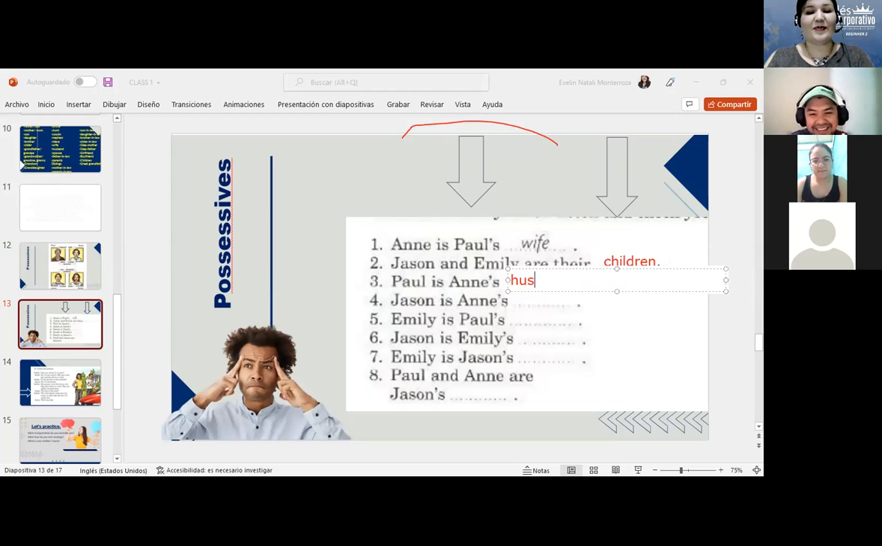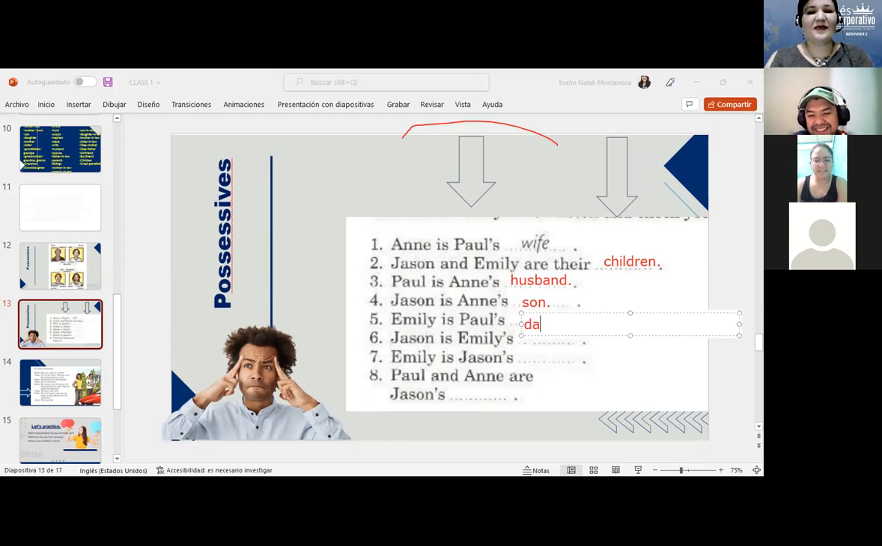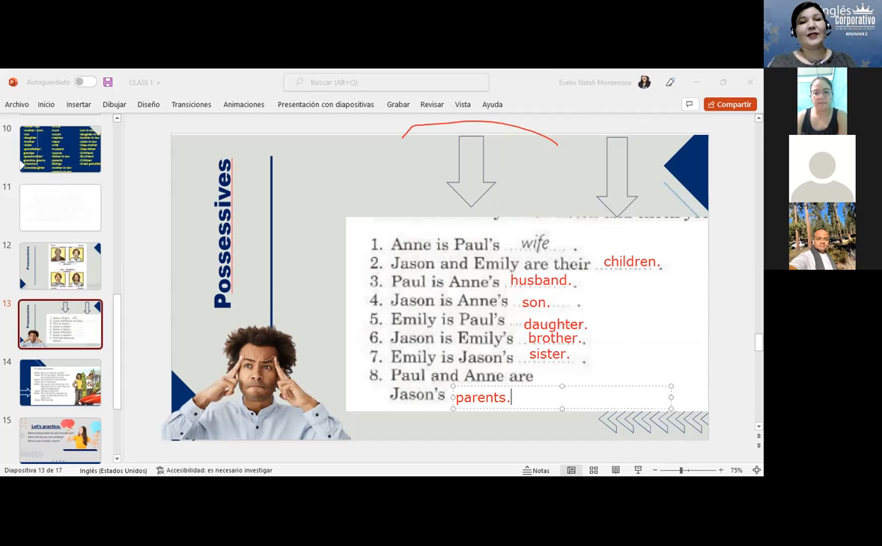Paul is Anne's husband, right? Jason is Anne's son, right? Let's see if you remember. Emily is Paul's daughter. Jason is Emily's brother. Very good. Emily is Jason's sister. Very good. Paul and Anne are Jason's parents. Okay. Si decimos parents, igual se mueren los diccionarios. It's parents. Si se extinguen los diccionarios, es su culpa.